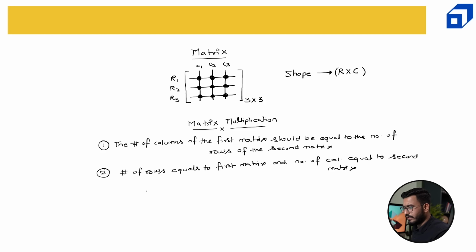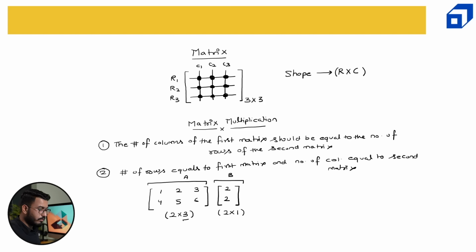Let's take one general example. Let's say I'm having a matrix with 1, 2, 3, 4, 5, 6. And here I'm having a matrix with 2, 2. Now this is my matrix A. This is my matrix B. Can we perform matrix multiplication? The answer is no. These two matrices cannot be multiplied because the number of columns of the first matrix should be the same as the number of rows of the second matrix.